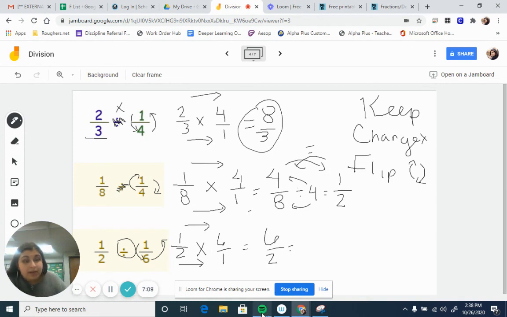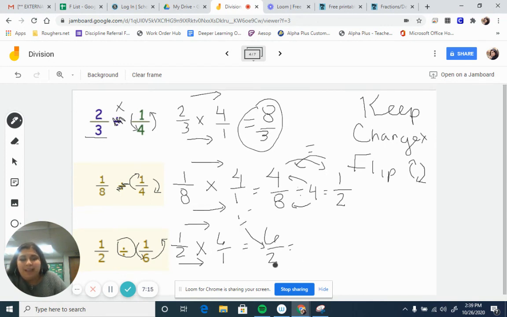Can I simplify this? That fraction sign means division. So 6 divided by 2 is 3. Again, these two mean the same thing. They're equal, but this is the simplified version. And that's how we do division and all of our division rules.